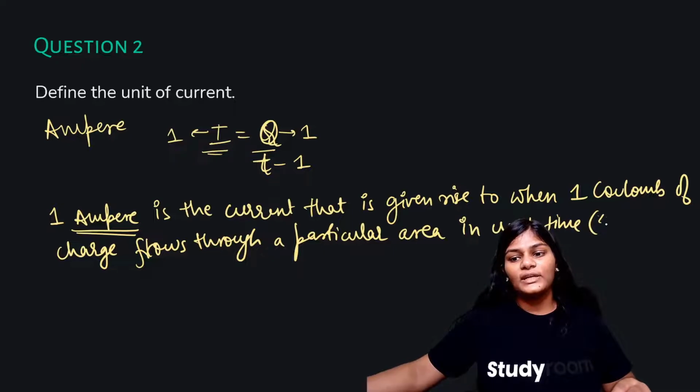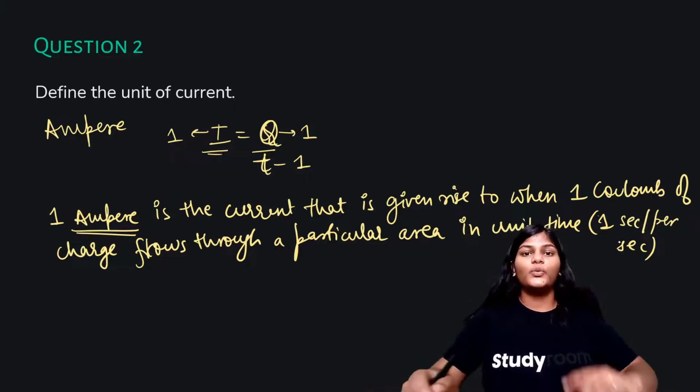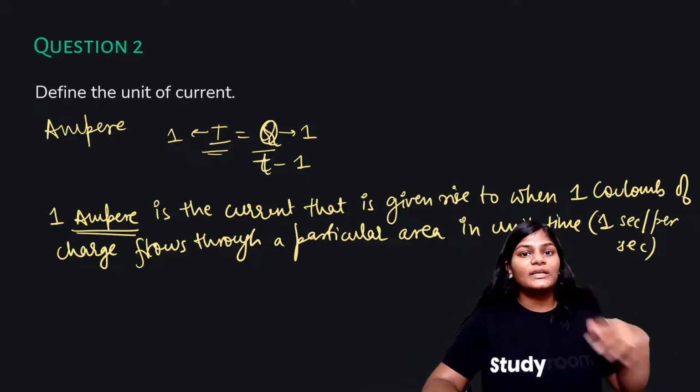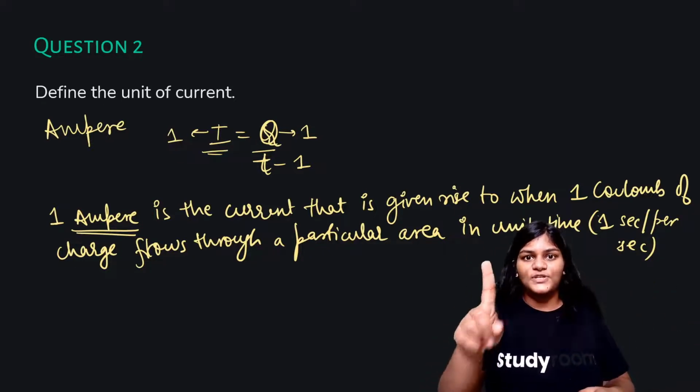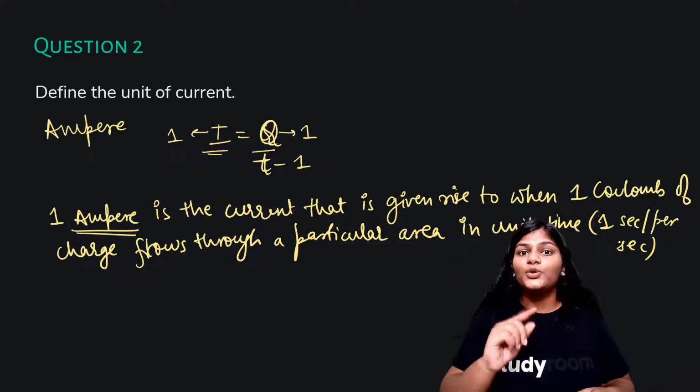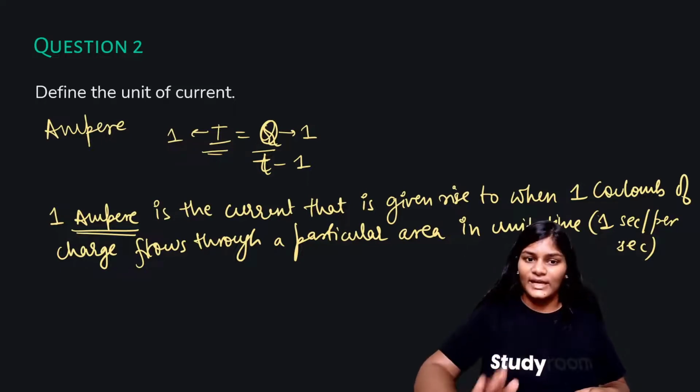Or even if you write in 1 second or per second, that is fine. That will also be acceptable. So 1 ampere is the current that is generated, or current that is given rise to when 1 coulomb of charge flows through a particular area in unit time, or 1 second of time. Okay.